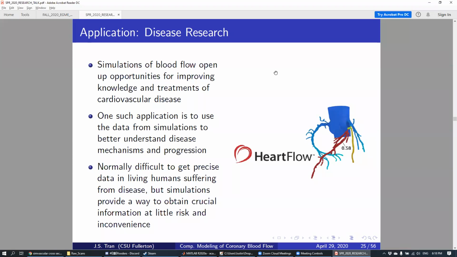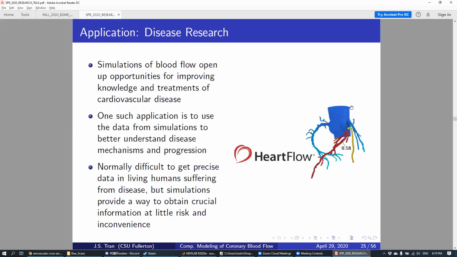And so, as you can imagine, this opens up the possibility for a lot of different disease research. Okay? And what I've shown on the right here is a company that's dedicated completely to this, right? This company is called HeartFlow. It's actually one of the only companies that's dedicated to this. And what they do is they run simulations to study how severe coronary artery disease is.